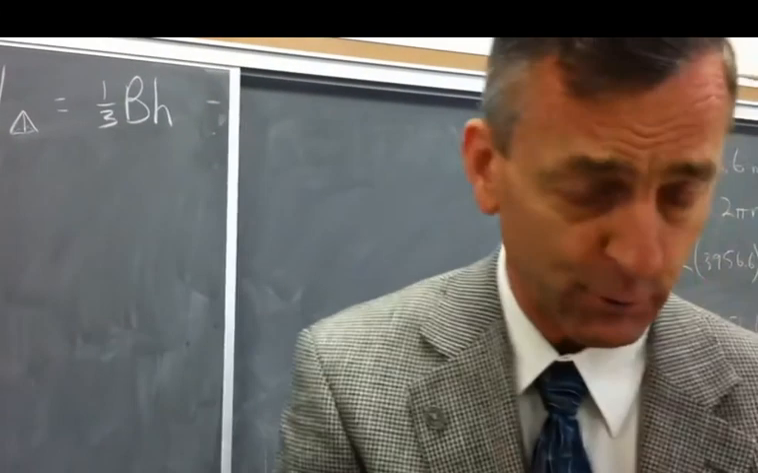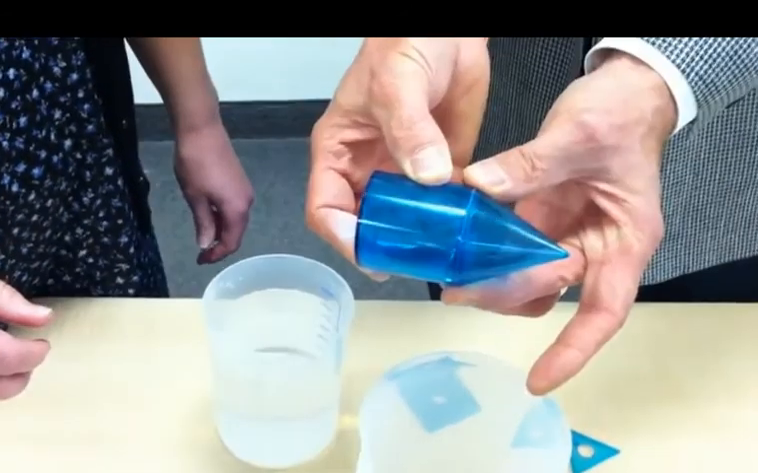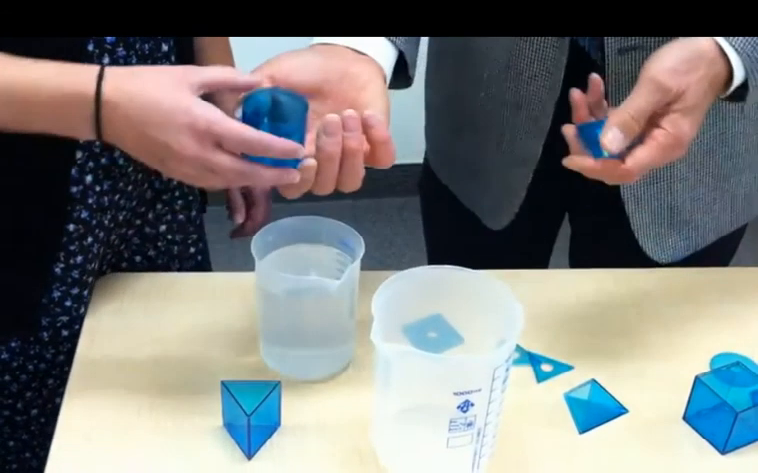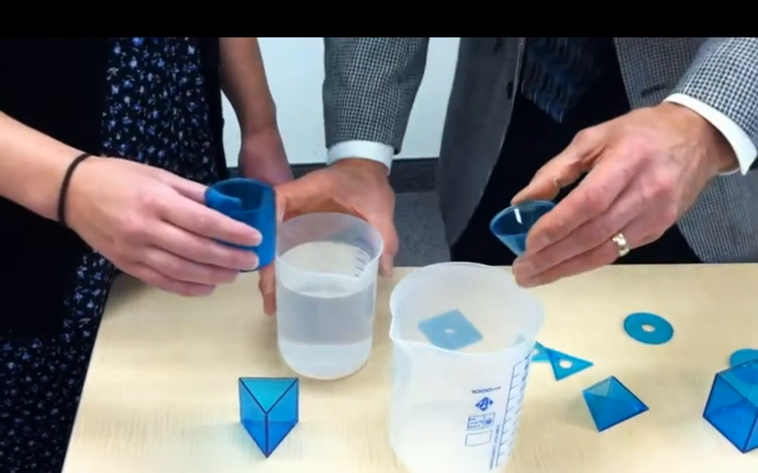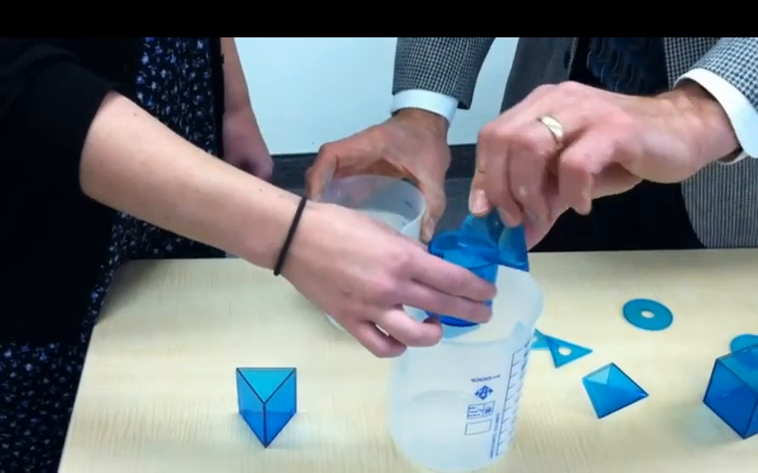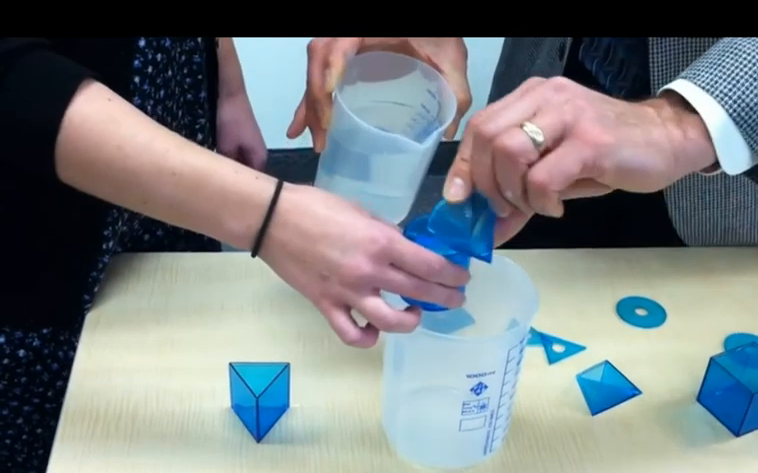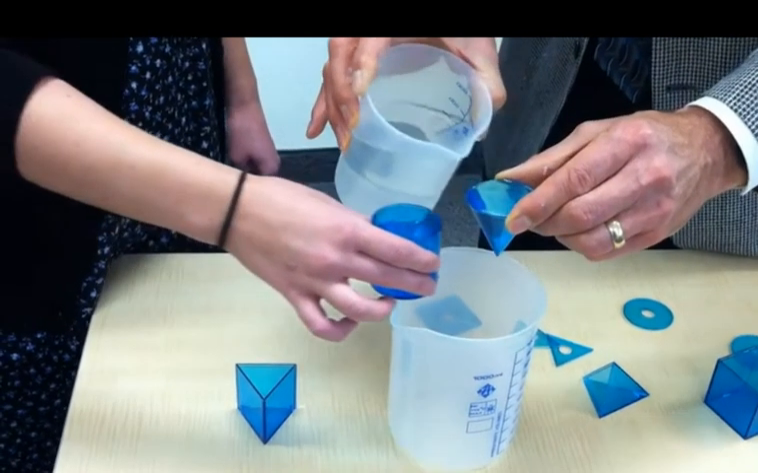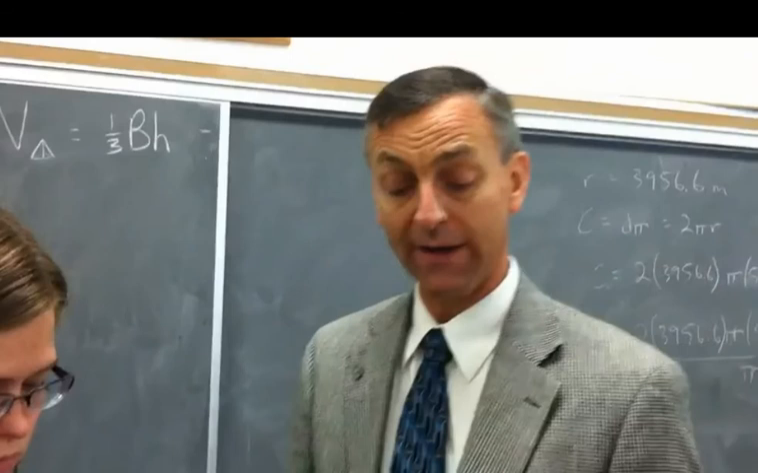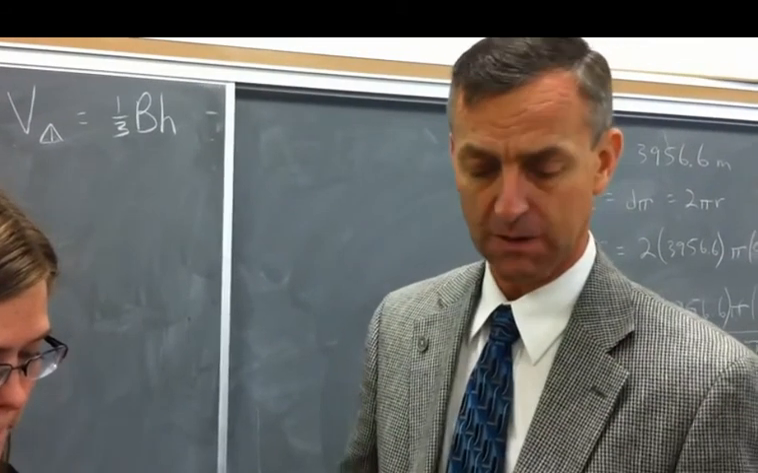But is that true with this object? We have a cylinder and a cone. Same base area, identical heights. Does this hold true for cones and cylinders as well? Let's find out. One cone into the cylinder, two cones into the cylinder, and three cones into the cylinder. And yes, it appears that anything that comes to a point contains exactly 1/3 of what it would have contained had it gone straight up.